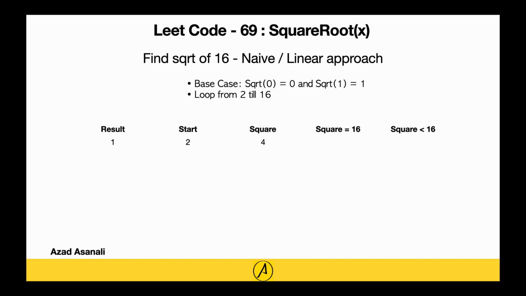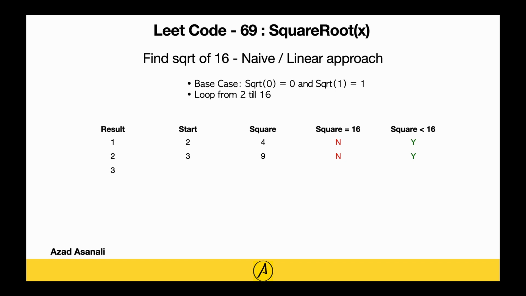We will start from 2. We square that number and check whether the square is equal to the given number. If it is not, we check whether the square is less than the given number. Yes, it is, so we update the result to 2. Then we move on to the next number, 3. The square of 3 is 9. Is 9 equal to 16? No. Is 9 less than 16? Yes. So we update the result to 3.